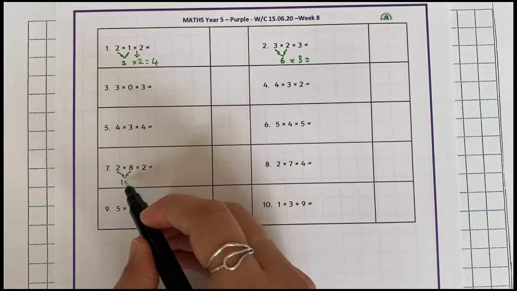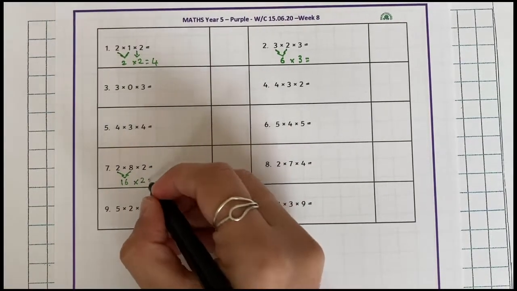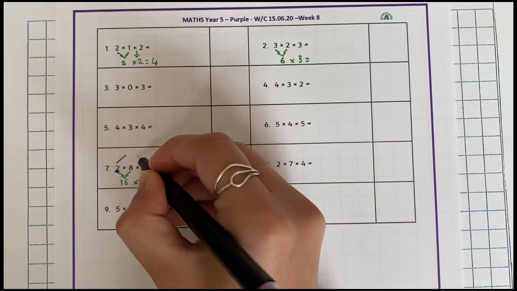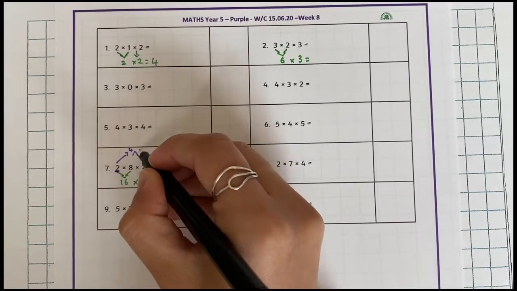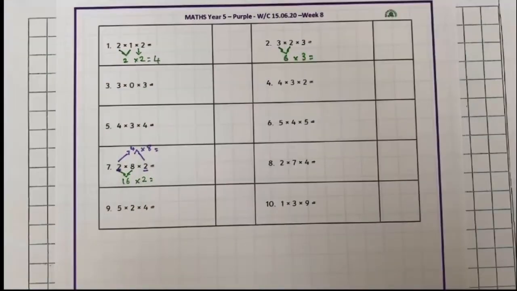You can work this out by doing 2 times 8, which equals 16, and then multiplying 16 by 2. You could also multiply the 2 2's first, so 2 times 2 equals 4, and then multiply 8 last, which is the most efficient way.